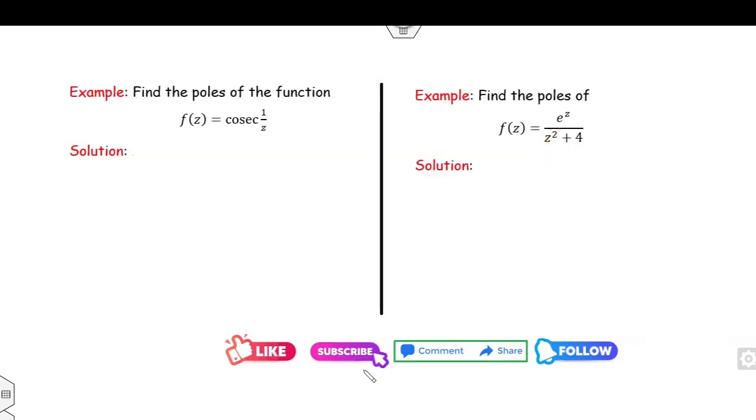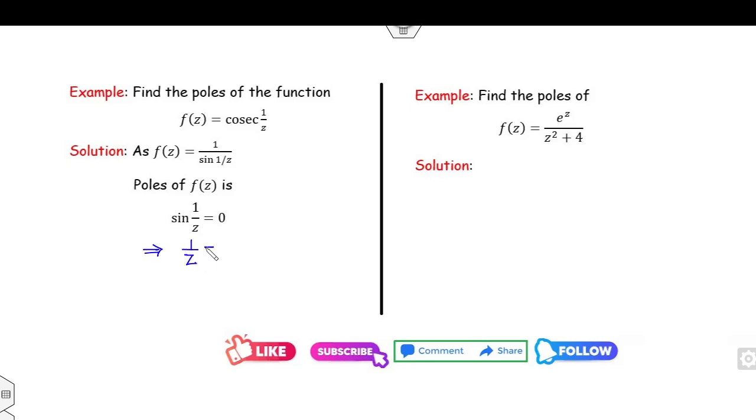Look at these counter examples. Find the poles of the functions. Remember how you can find the pole of a function: where f of z will go to infinity. So can I write this function as 1 over sine of 1 over z? How can you define the pole? The pole means where the function value will go to infinity. So when will it be infinity? When sine of 1 over z will be 0. The poles of f(z) are where sine of 1 over z is 0.